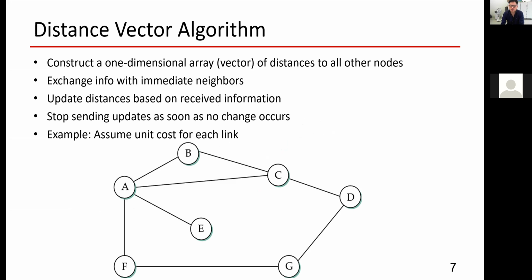Then there is an algorithm, the DVR, distance vector routing, or distance vector algorithm, which constructs a one-dimensional array of the distance to all other nodes. So from A, what's the cost to B? From A, what's the cost to E? From A, what's the cost to F? What's the cost to C? What's the cost of A to D? What's the cost of A to Z? Then it can be represented in an array.